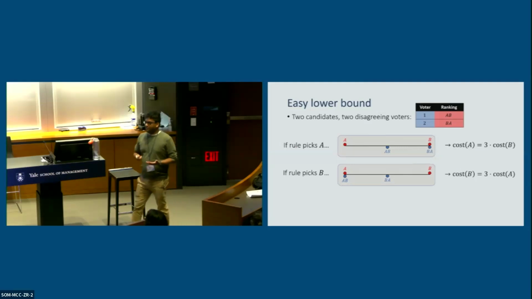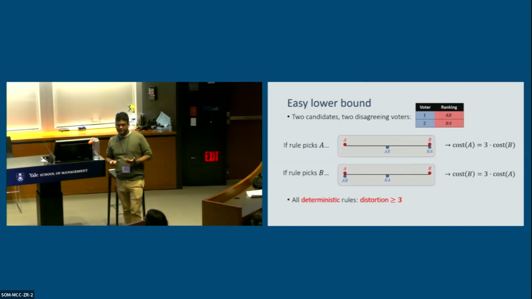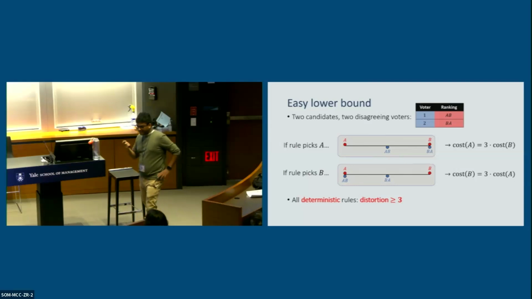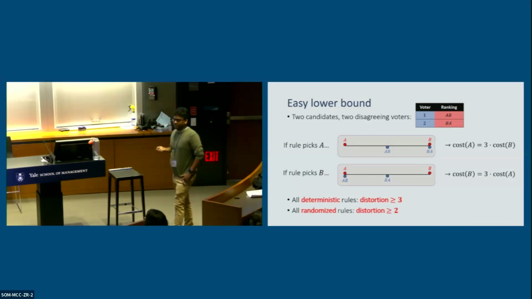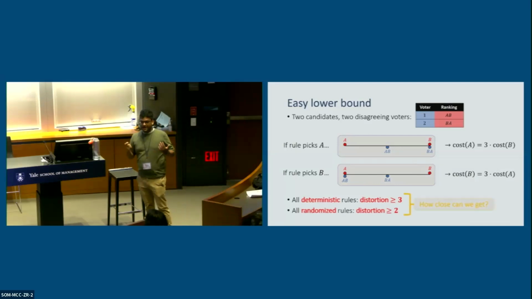And so this shows that if your voting rule is deterministic, it can't get distortion better than 3 in the worst case. And similarly, the best that a randomized voting rule can do is flip a coin between A and B. And so half the time you'll get the optimum, and half the time you'll get 3 times the optimum. And so the best that a randomized voting rule could get is distortion 2. And so the question is, how close to these simple lower bounds can we actually get?